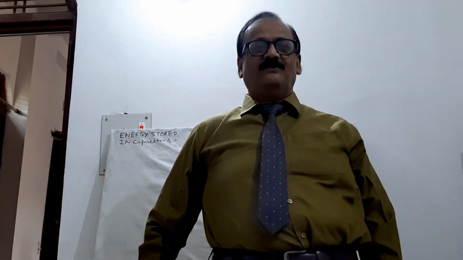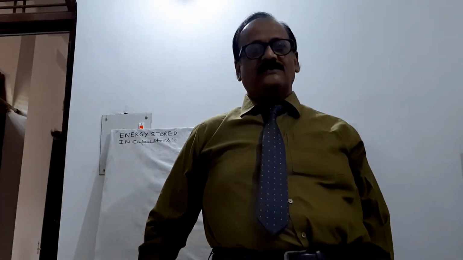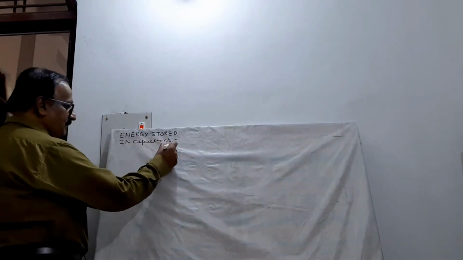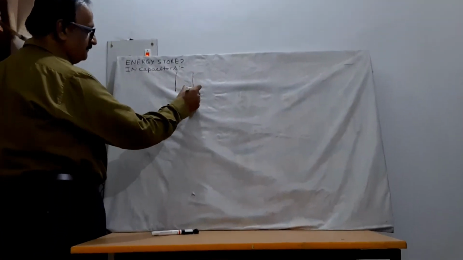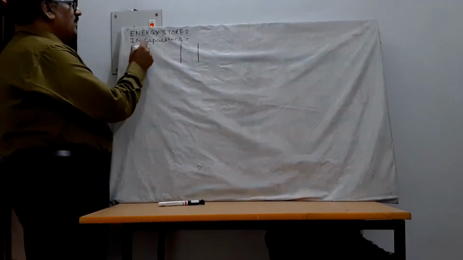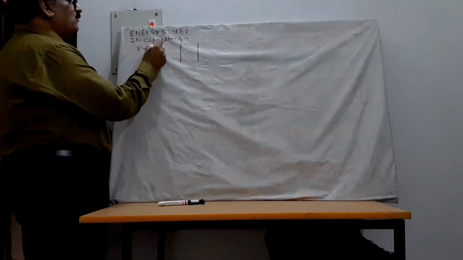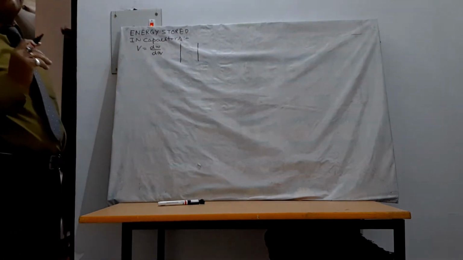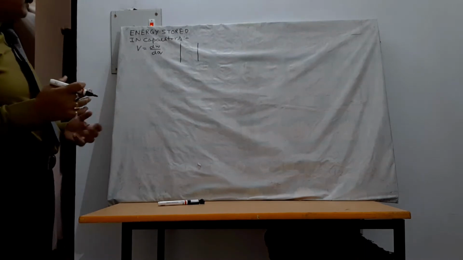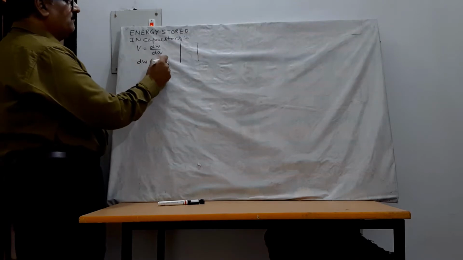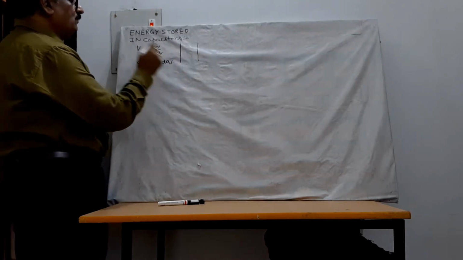Now, next we will calculate how much potential energy is stored in a capacitor. Suppose that this is a parallel plate capacitor. You know that potential difference V is equal to dW upon dQ. Now when a small charge dQ is given to the capacitor, then dW will be equal to, you cross multiply, V dQ.